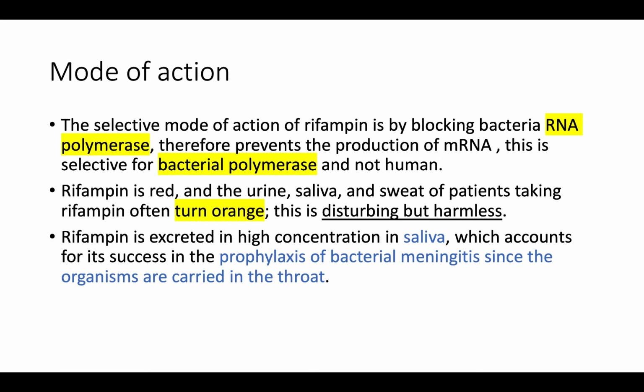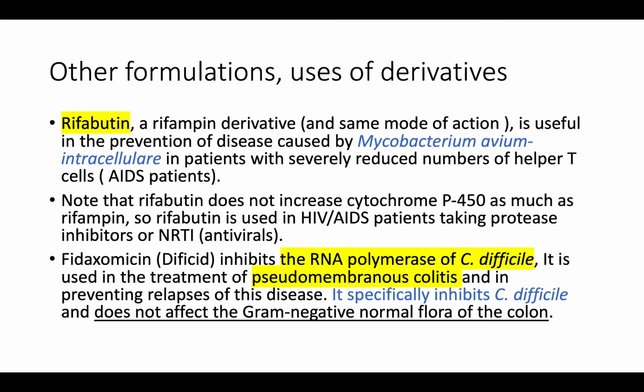So rifampin is red in color. Obviously, as we said, it is present in the saliva, so the saliva becomes red, even sweat might be red, even urine. It scares people: what happened to me, is this meningitis, and so on. But obviously it's not, it's just a harmless side effect, and as we said it is excreted in high quantities in saliva, which makes it the ideal prophylactic agent for these gram negatives that might inhabit the upper respiratory tract.